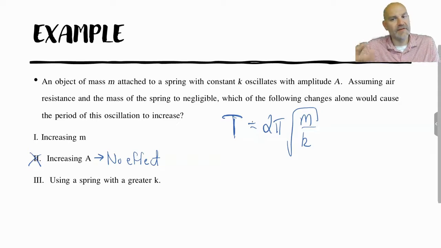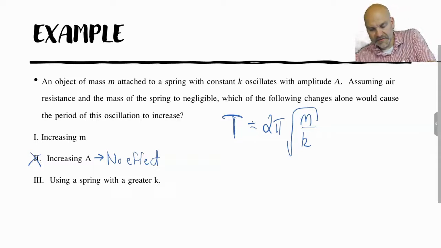Mass is how heavy the object is. K is how stiff the spring is. It doesn't talk about if I pull it down 2 centimeters versus 9 centimeters versus 5 meters. Increasing the amplitude would have no effect on the period of oscillation. So now we're looking at the mass and the force constant.